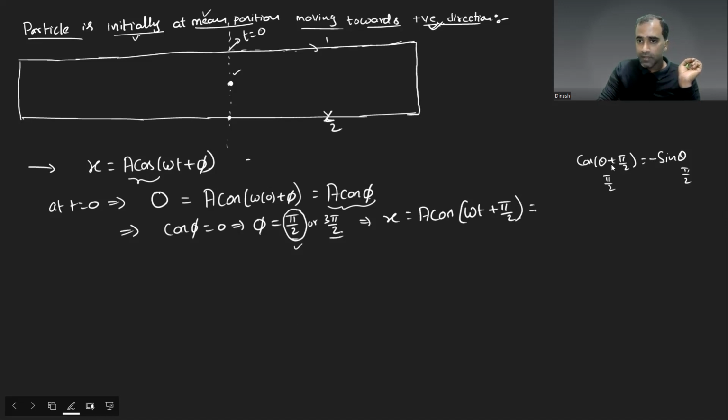Instead of omega t, I have taken theta. So you can write it as cos of omega t plus pi by 2 equals minus sine of omega t. When you add pi by 2, it will be minus sine, so minus a sine omega t. Is that okay?